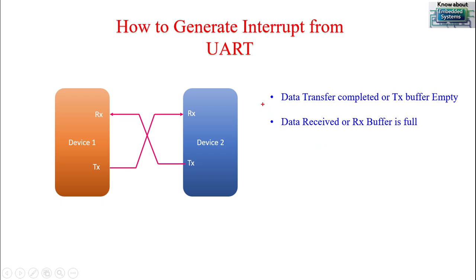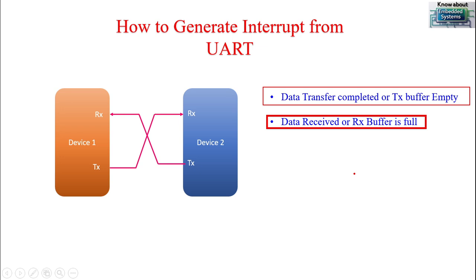The first scenario is UART is able to generate an interrupt whenever data transfer completed, or you can say whenever data transmission buffer is empty. Both are the same actually. So if data transfer completed and buffer is empty, then you are able to generate an interrupt from the UART automatically. The second one, whenever you receive a new data, it is able to generate an interrupt, nothing but whenever RX buffer is full. These two scenarios are very important scenarios where you can generate the interrupt.